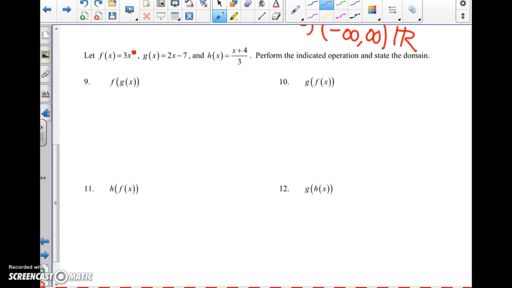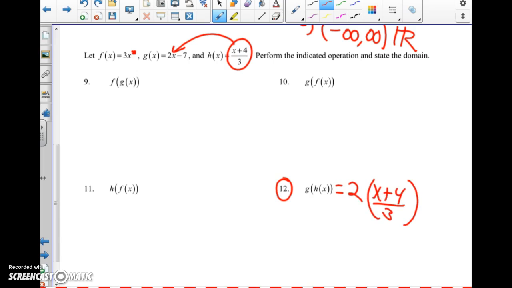Okay, so you guys chose number 12 to do, so let's try this. I'm going to take h of x, which is this, and put it in for x for g. So here's what I'm going to get. I'm going to get 2 times x plus 4 over 3, and then minus 7. Okay, you got it. That's what we're going to do.